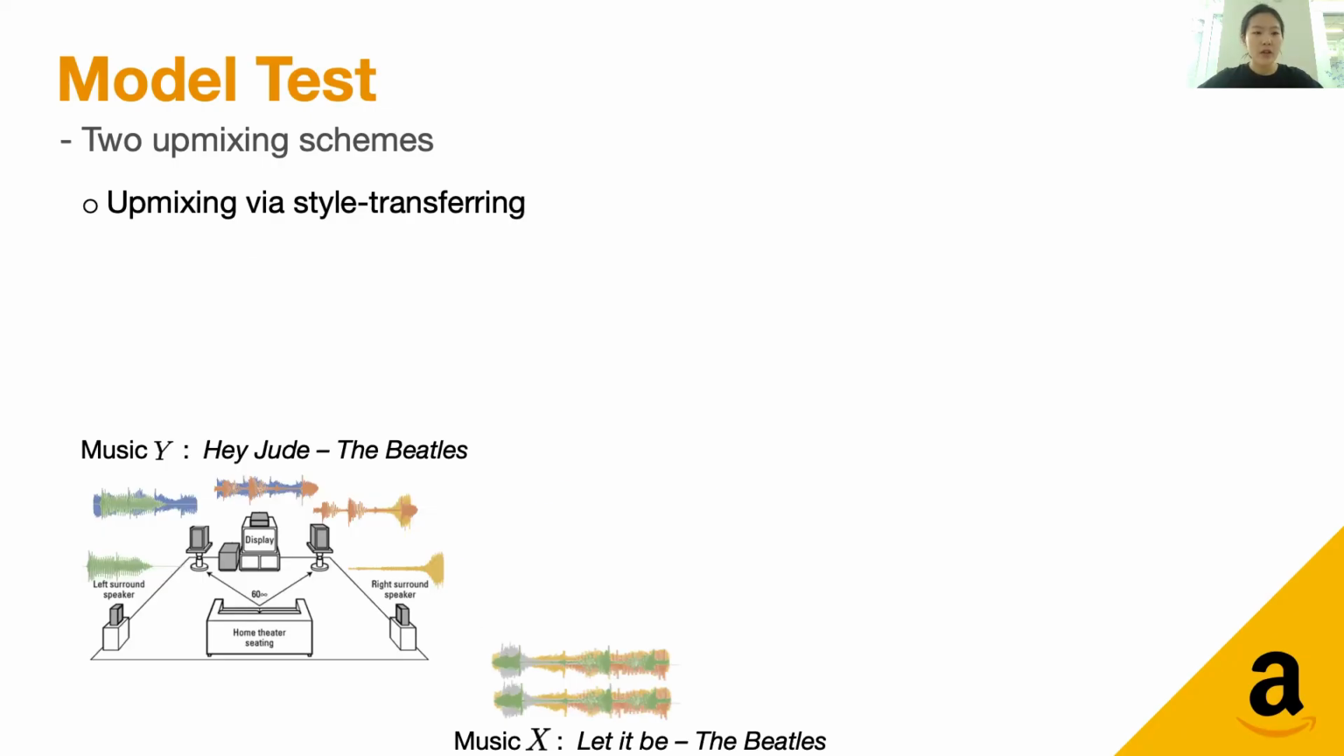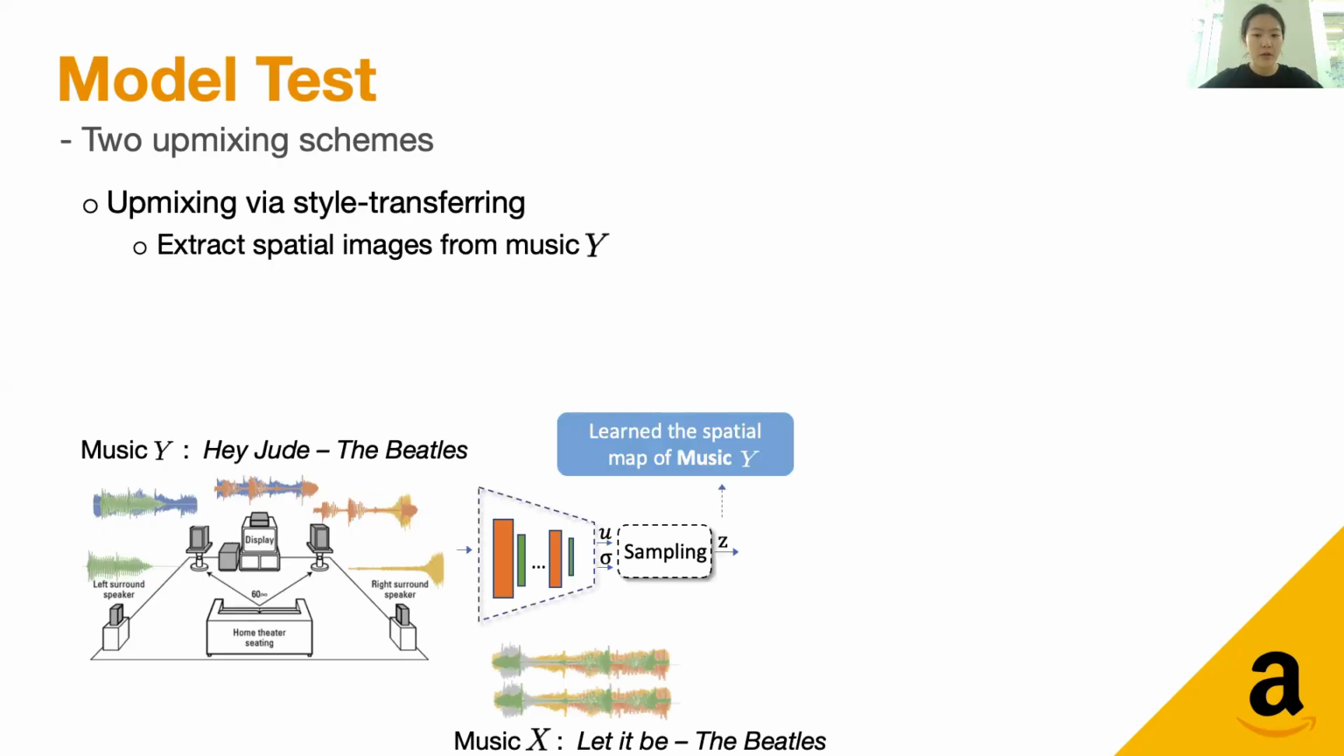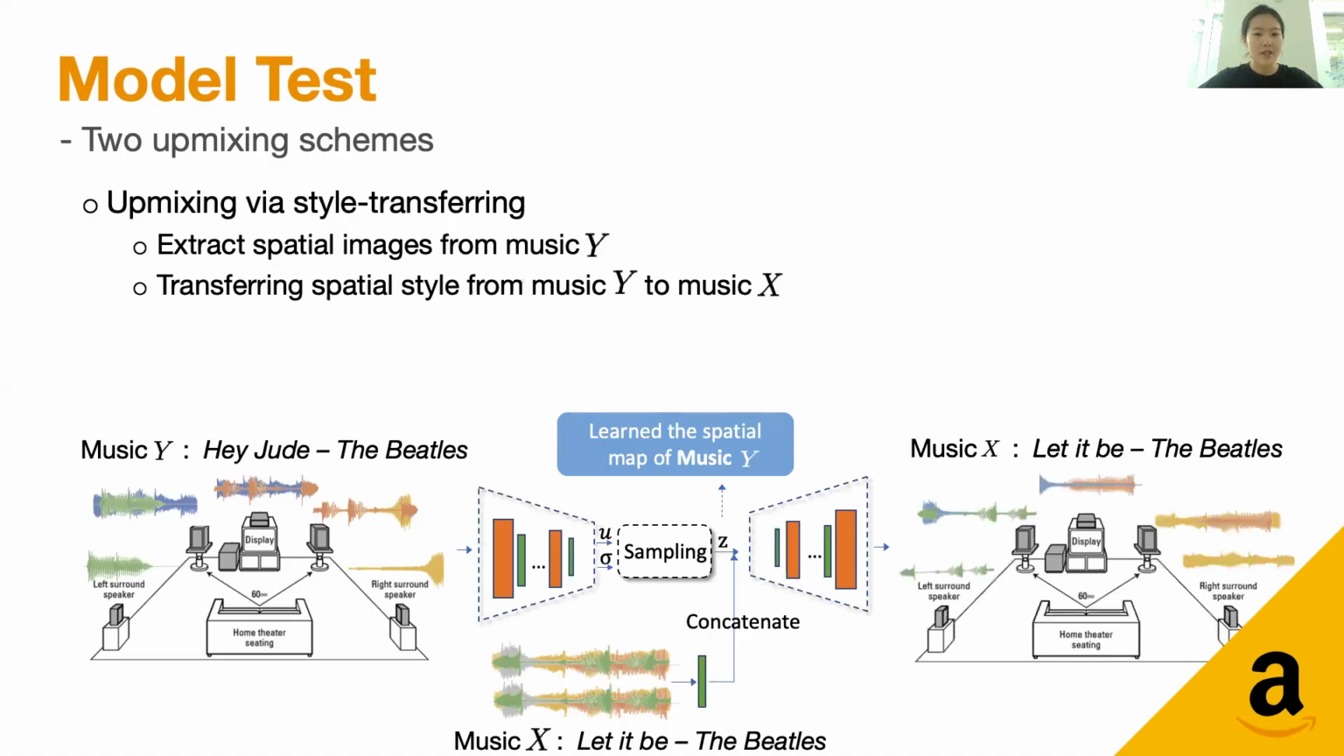Now we can use the model to firstly learn the spatial information from the reference music Hey Jude. Then the spatial information is fed into the decoder together with the stereo Let It Be. The output Let It Be music from the decoder is expected to have the same spatial effect as the Hey Jude recording.